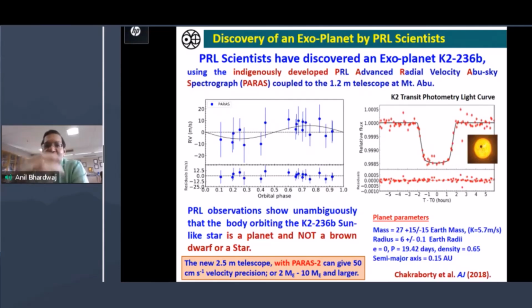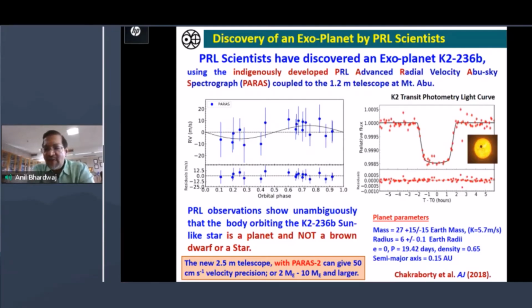Okay? So this technique to detect the exoplanet, radial velocity measurement, is very unique because it can precisely tell you that it is a planet and not a brown dwarf or any other star. It's not any other star going around a star, or a brown dwarf going around a star, but it is actually a planet. And one can calculate even the density of the planet using this. So this is the first exoplanet discovered by India and Indian scientists using the facilities in India.